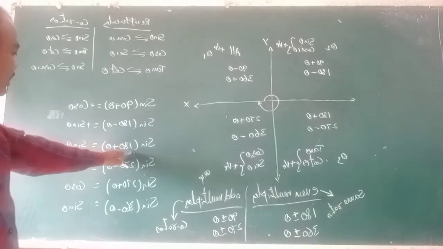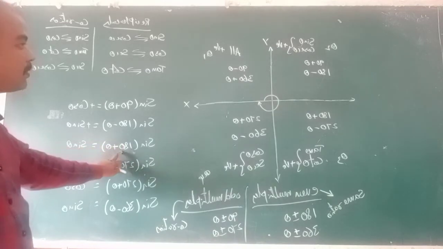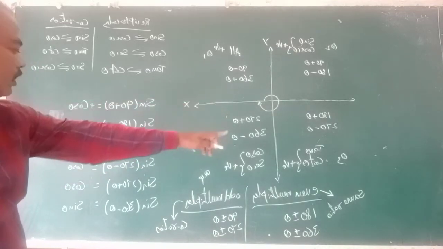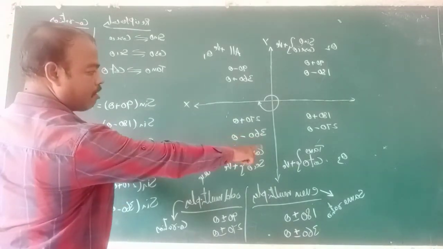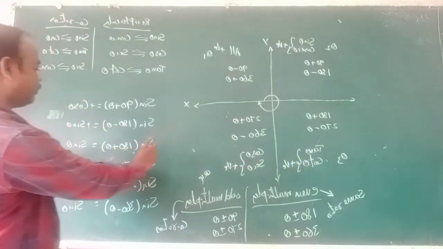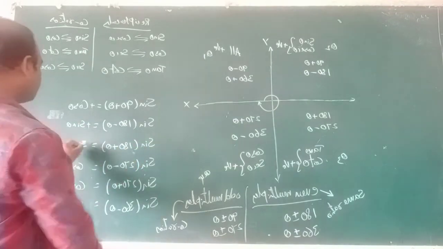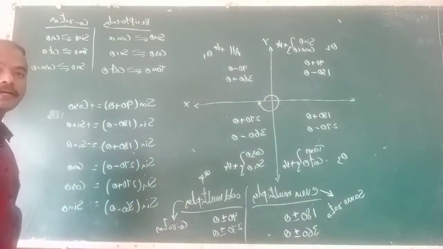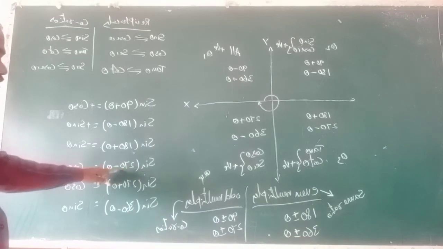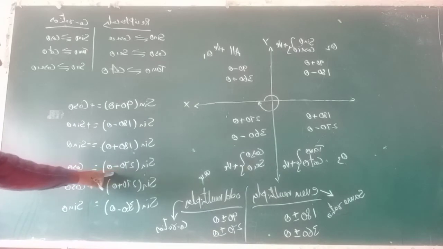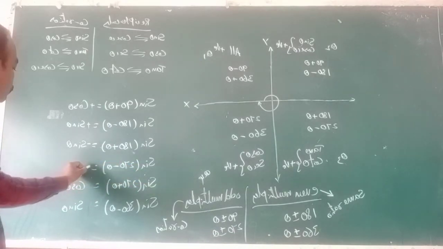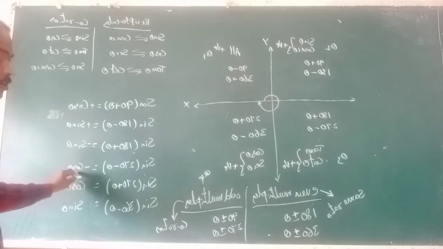Next, sin 180 plus theta. 180 plus theta goes to the third quadrant. In the third quadrant sin is minus. Only tan part is positive, remaining all are negative. So sin is minus here, so it is minus sin theta. Now sin 270 minus theta. 270 minus theta is in the third quadrant. Sin ratio is minus, so it is minus cos theta.